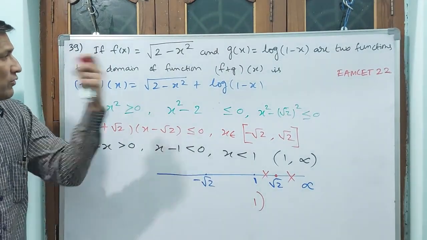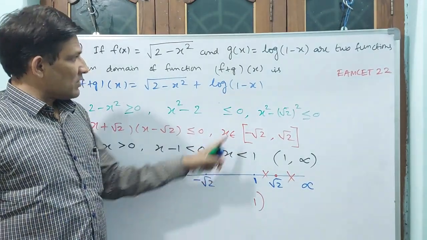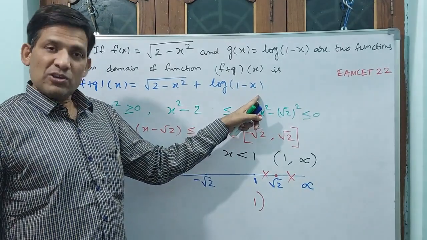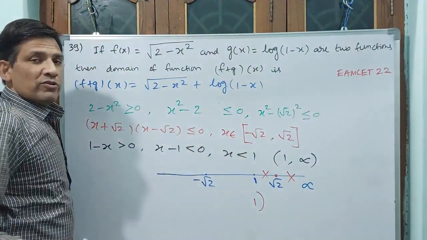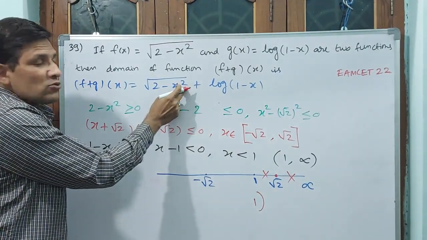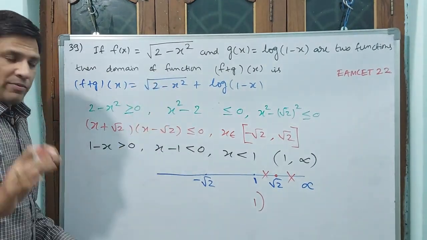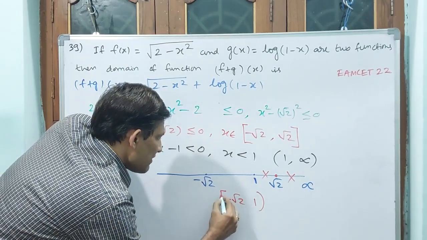Minus root 2, can you give minus root 2? For here, minus root 2 you can give. Why? Because minus root 2 means 1 minus of minus root 2 plus root 2, that is 1 plus root 2, a positive value. Here acceptable. Come here. Minus root 2, can you give here? Yes, definitely you can give. If you give minus root 2, plus 2 is going to become 2 minus 2, 0. 0 is acceptable, not a problem. That means here also you can have minus root 2 as a closed interval.